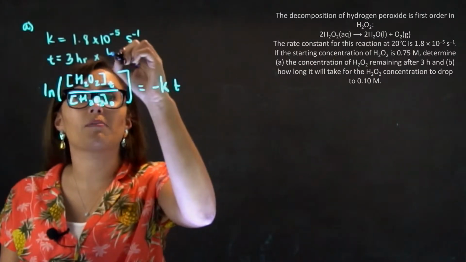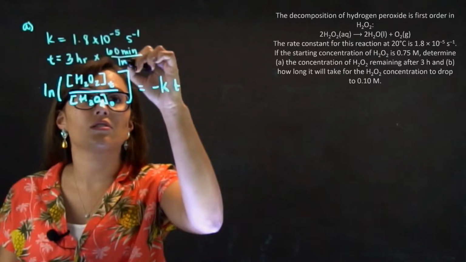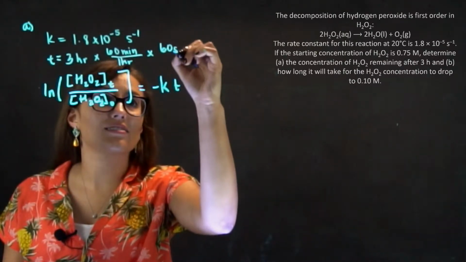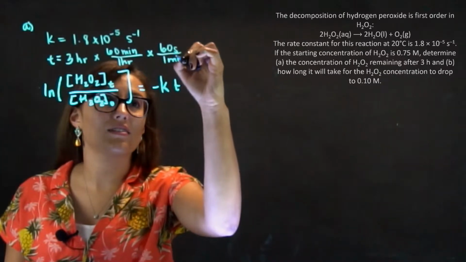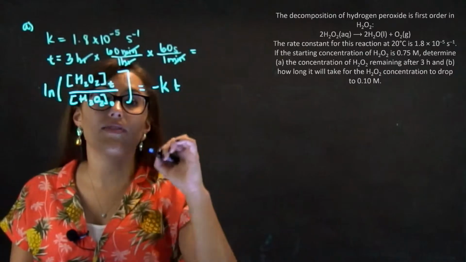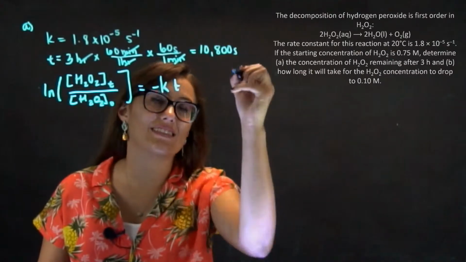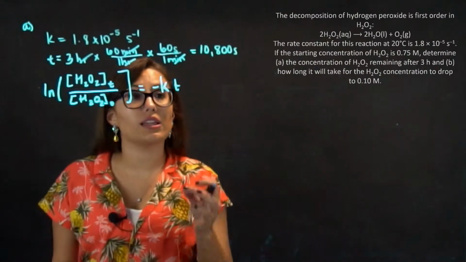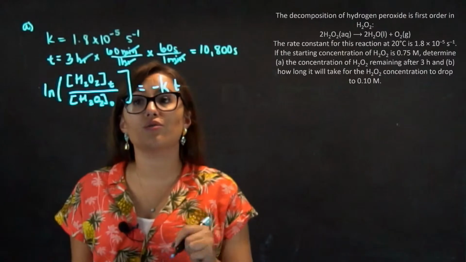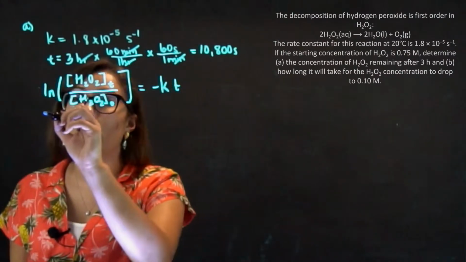So we multiply by 60 minutes in an hour, and we know there's 60 seconds in a minute. So hour and hour cancels out, minute and minute cancels out. And this is equal to 10,800 seconds. So perfect. Now we have everything in the proper units. We can then rearrange this expression to solve for the concentration of hydrogen peroxide after 3 hours have elapsed.